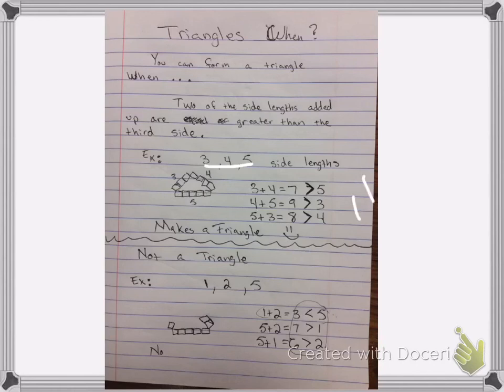Smiley face. Good stuff. Not a triangle: 1, 2, 5. I add my two smallest sides up. 1 plus 2. Is 1 plus 2 bigger than 5? No, it's not. So we know this is not a triangle. Sad face.